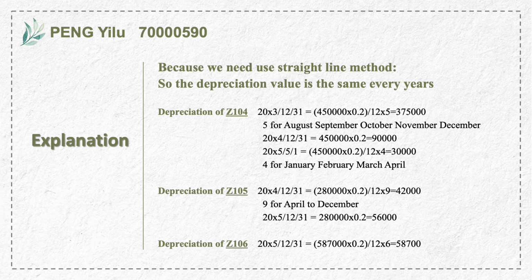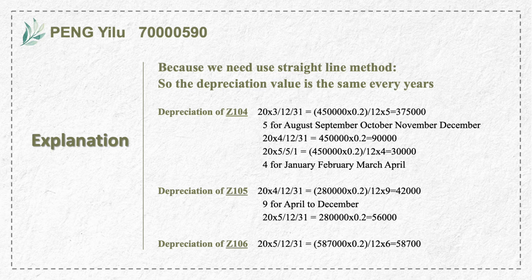Now I will give you an explanation about question 1. Because we use the straight-line method, the depreciation value is the same every year. Depreciation of Z104 at 31 December 2000 X3 equals 450,000 times 0.2, divided by 12, times 5, which is 375,000. 5 is for August, September, October, November, and December.